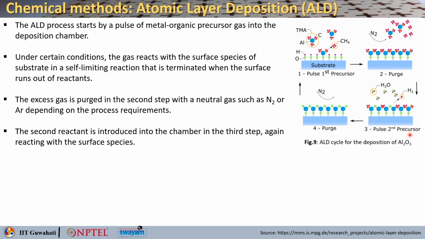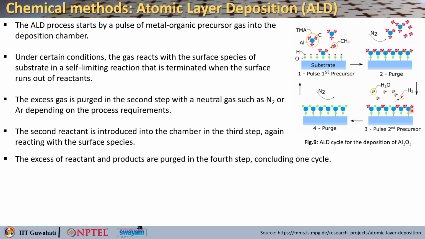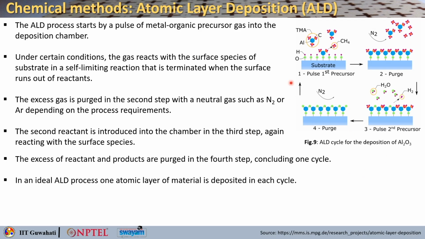Then the second reactant is introduced into the chamber in the third step. Here again it reacts with the surface species, and the excess reactant and the products are again purged in the fourth step, concluding one particular cycle, and this goes on. In an ideal atomic layer deposition process, one atomic layer of material is deposited in every cycle, and the number of cycles determines the thickness of the deposited film, and you are doing it atomic layer by layer. So, with that we conclude our lecture.